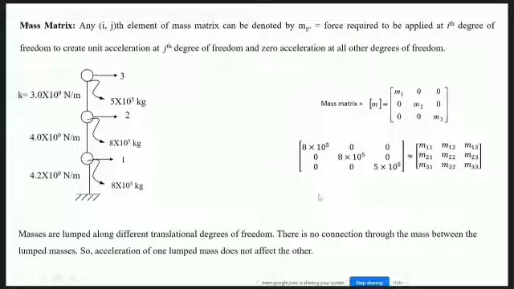And so the lumped mass matrix comes to be 8 into 10 to the power 5, then 0, 0; again 0, 8 into 10 to the power 5, and 0; 0, 0, 5 into 10 to the power 5.